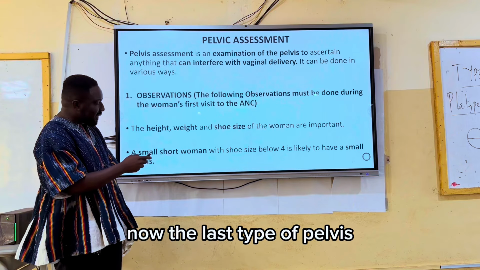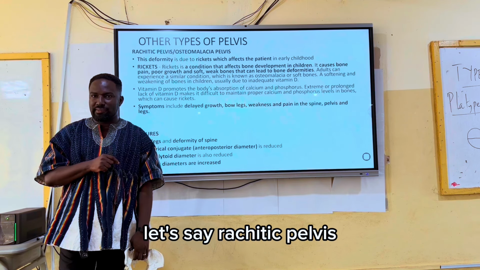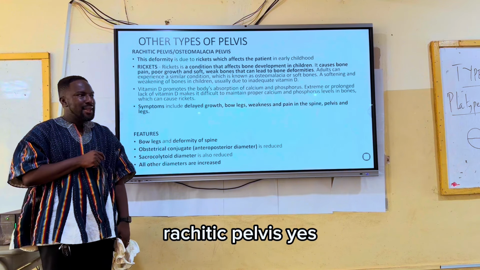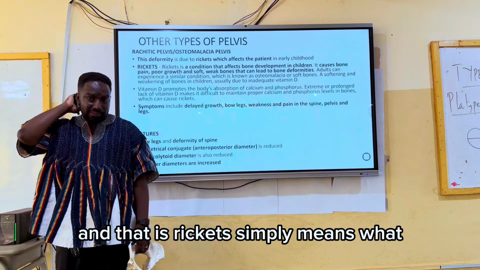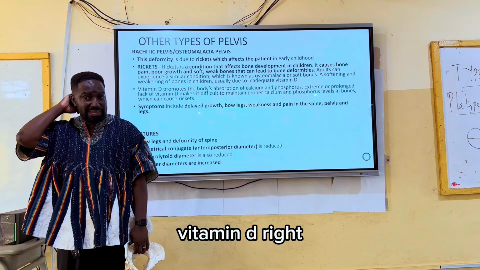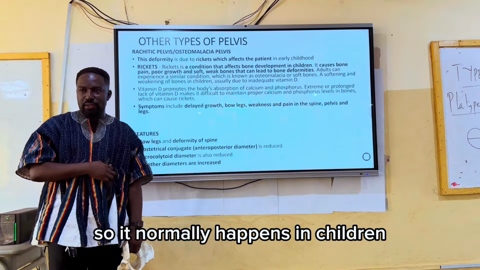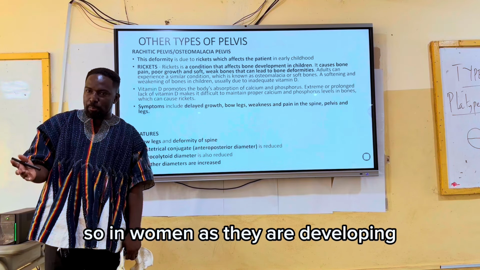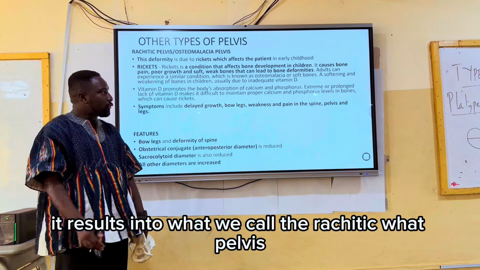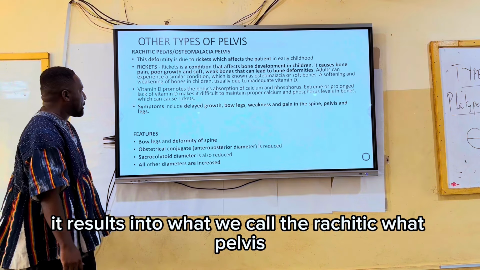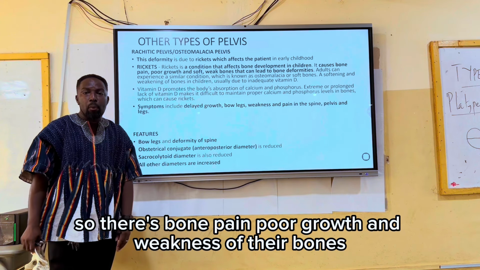Now, the last type of pelvis I want to talk about is called the rachitic pelvis. This is mainly due to rickets. And rickets simply means inadequate intake of vitamin D. So it normally happens in children. So in women, as they are developing, if they are not being given enough vitamin D in their diet, it results in what we call the rachitic pelvis. So there is bone pain, poor growth, and weakness of their bones.